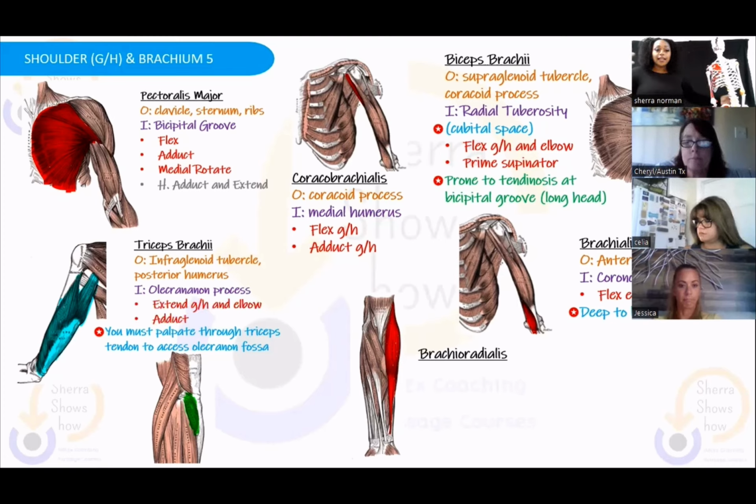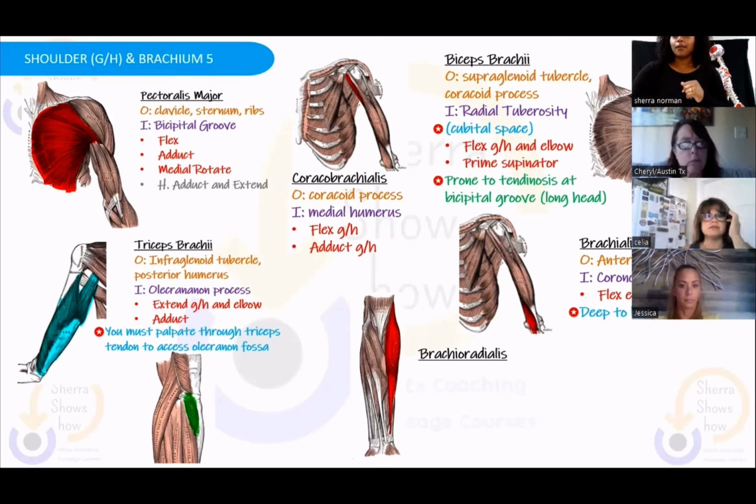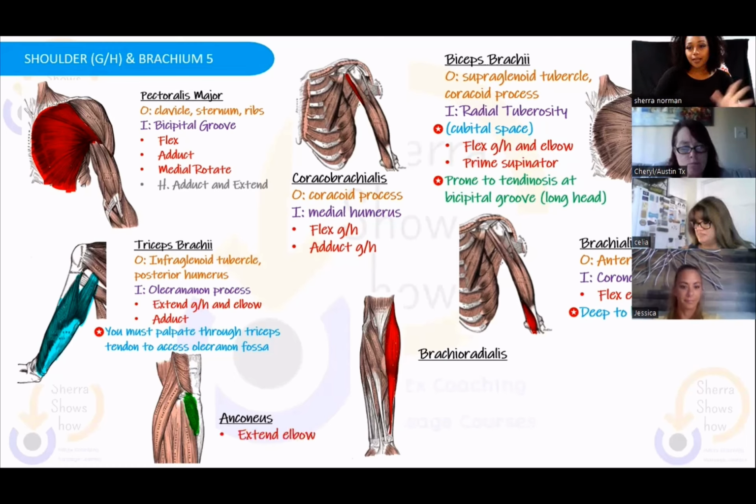Actions, of course, extends. It's the opposite of the biceps. Biceps full flexion, triceps extend the shoulder, extend the elbow. Okay, extend the shoulder, extend the elbow. You can go, okay? If you need to go, you can go. Don't worry. All right, and then Anconeus is the little helper right there with triceps, extends the elbow.